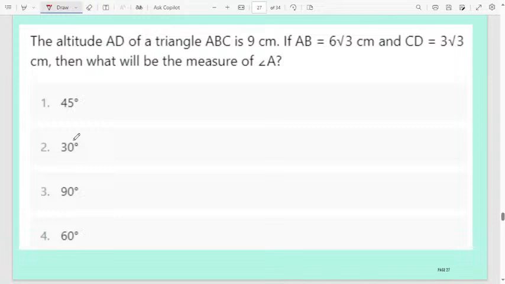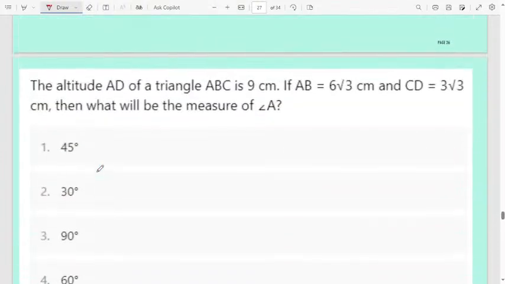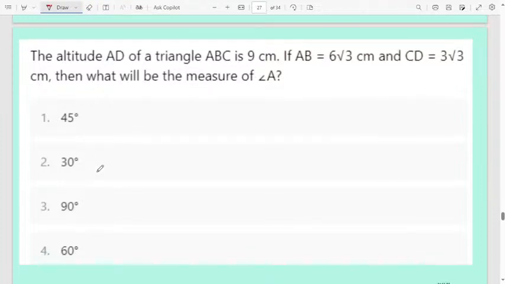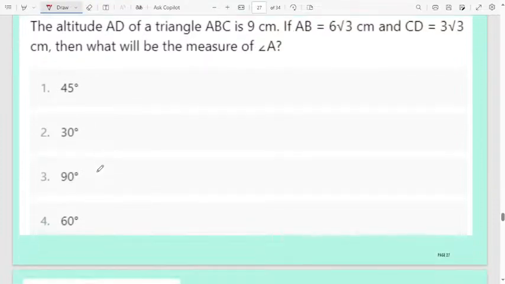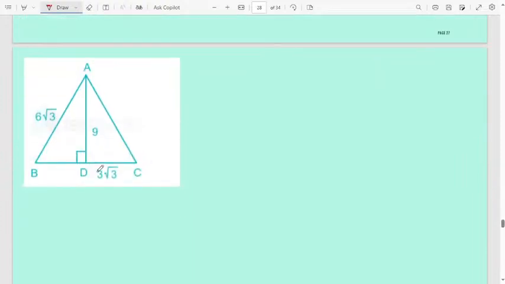Next question, question number 13. This is also an easy problem. An altitude AD of a triangle ABC is 9 centimeter. This is the altitude AD, they have given the value 9 centimeter. Then AB is 6 root 3, CD is 3 root 3. Then what is the measure of angle A? You have to find the value of angle A.